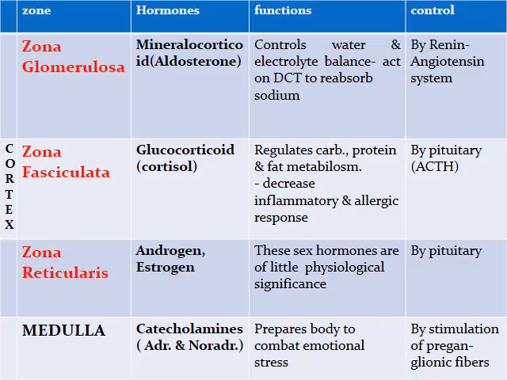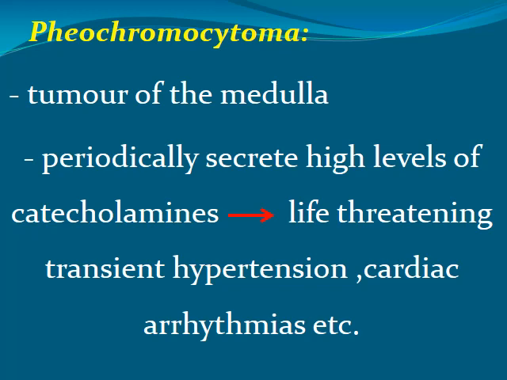This is a chart showing the secretion of different parts of the cortex and medulla of the adrenal gland, their function and their control. Pheochromocytoma, a tumor of the medulla, periodically secretes high levels of catecholamines, and this is life-threatening, where there will be transient hypertension with cardiac arrhythmias.